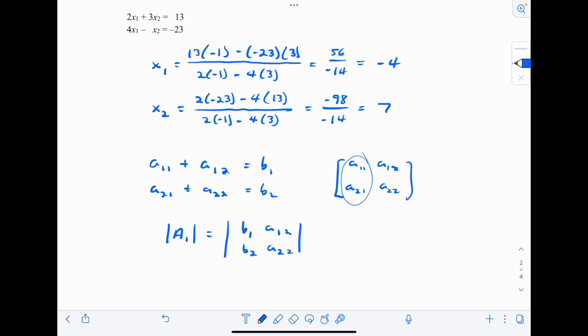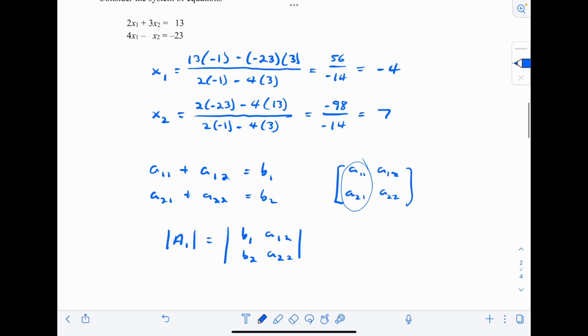Okay, so go back to our example then. Basically, I'm taking the b values and the second coefficient, so think of that as a -1 in front there, and that's what I multiplied. I took the 13 times the -1 minus the 3 times the -23. Then in the bottom, it's just the determinant itself. If you look at the coefficient matrix, the 2, 3, the 4, -1, that is how I got the bottom, just finding the determinant of that.